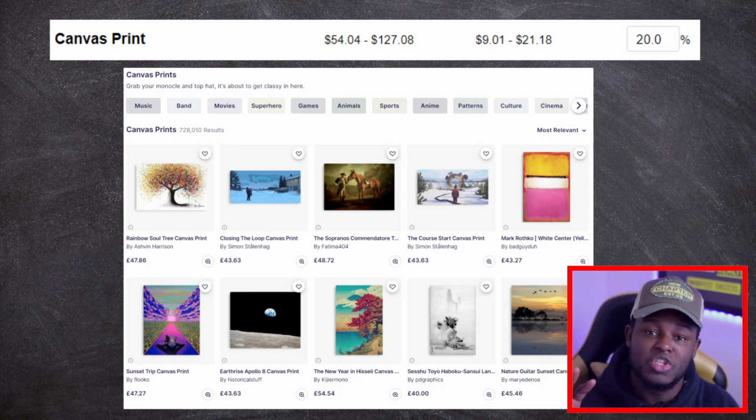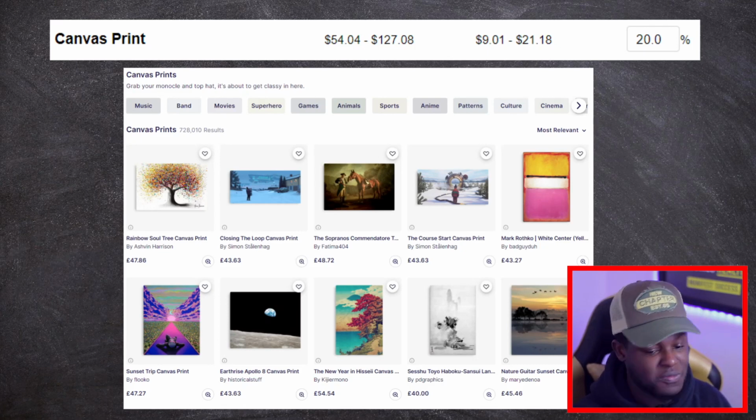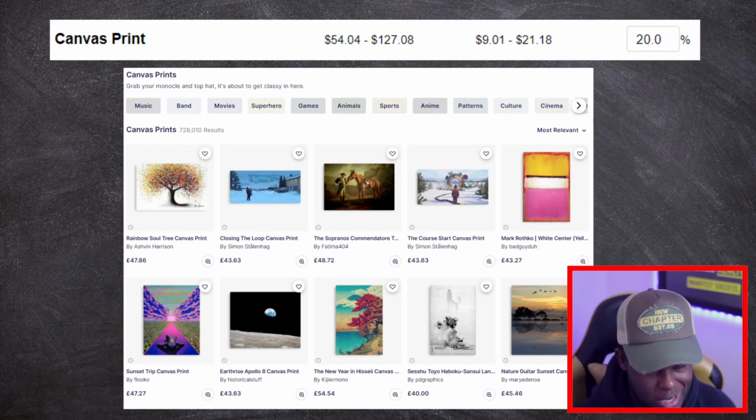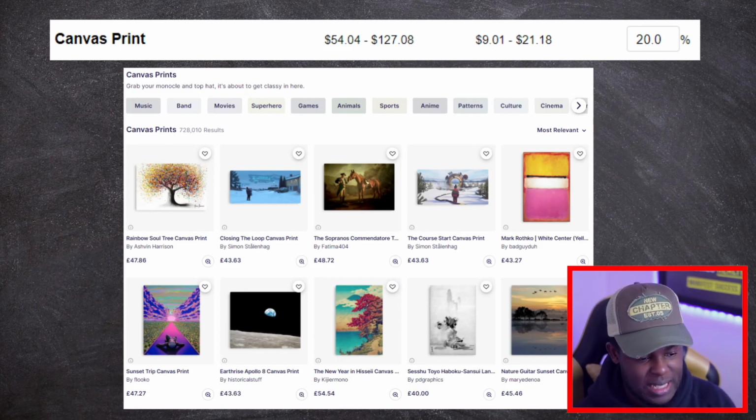There was a shocking sale that came from canvas prints, where someone spent over $130, and as you can imagine, the profits for me were nice from that. As you can see here, there's a variation of different styles when it comes to canvas print. One thing you can do is create nature-based designs.